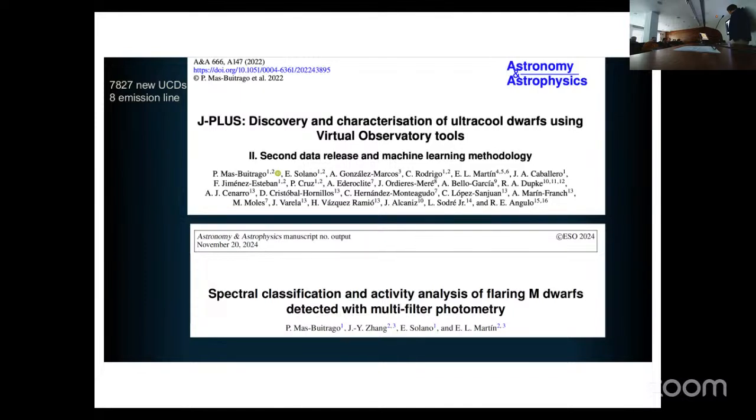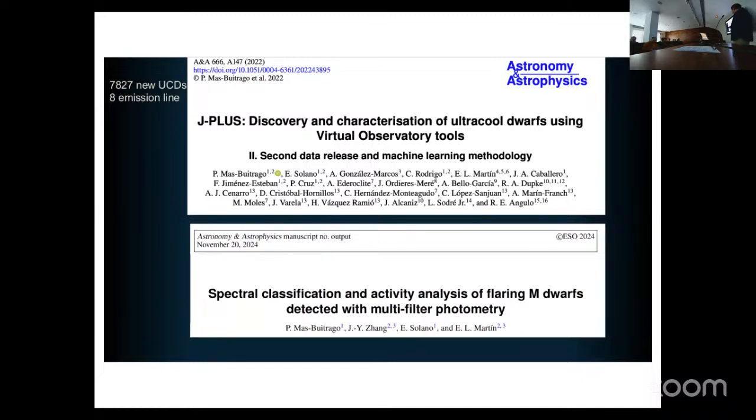In collaboration with Pedro Mas Buitrago, Enrique Solano, and people here, we already started with the discovery and characterization of ultracooled dwarfs. So we are familiar with this type of survey you have here in Cabalambre. This paper was published a couple of years ago, and some objects from that paper we have been following up with the Nordic Optical Telescope.